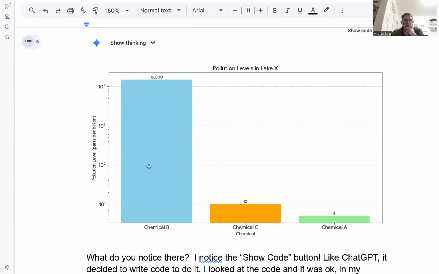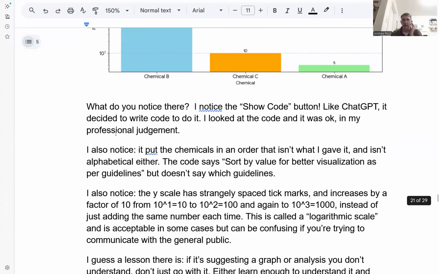I also noticed the Y scale has these weird unequally spaced tick marks. And the Y scale is going from like 10 to the 1, which is 10, to 10 to the 2, which is 100. So it goes up by a factor of 10, up by another factor of 10, up by another factor of 10. That's not how y-axes usually work. Usually we add the same amount each time, not multiply.